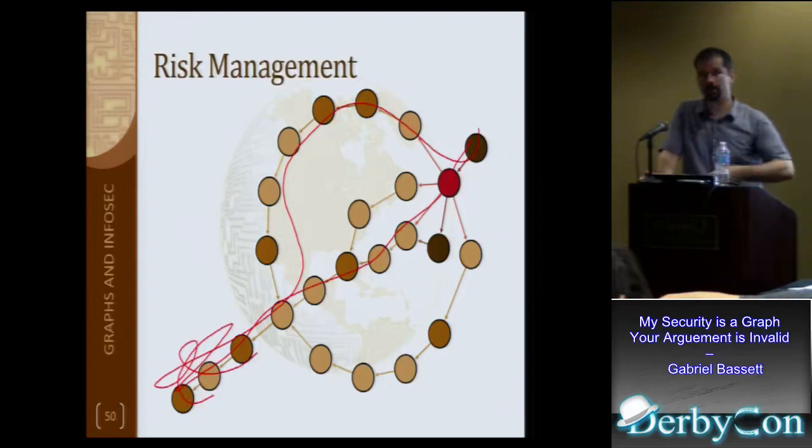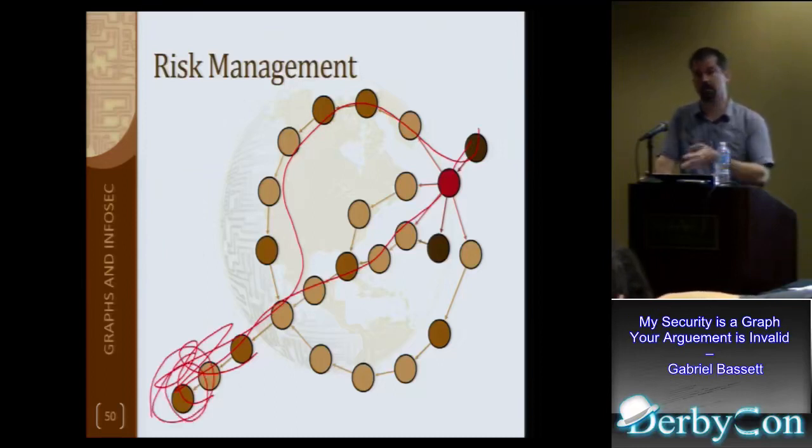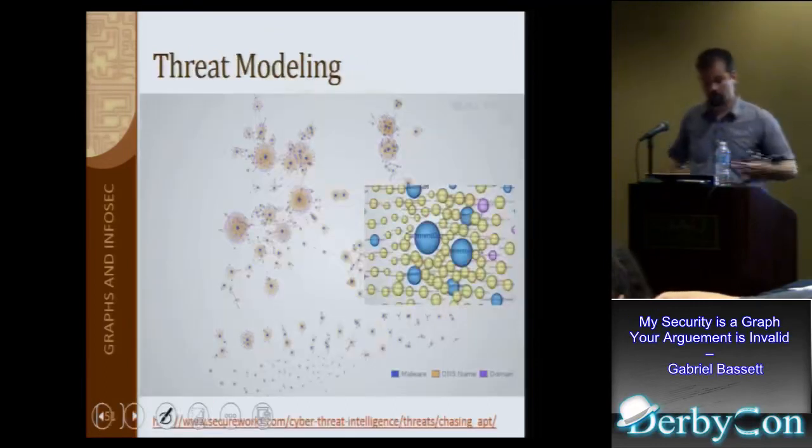We can also figure out the overall likelihood. What's the chance that an attacker will make it down to this last spot down here, given the entire graph? And this is the cool stuff that Bayesian math does. We can do threat modeling, right? This is just standard Maltego stuff.